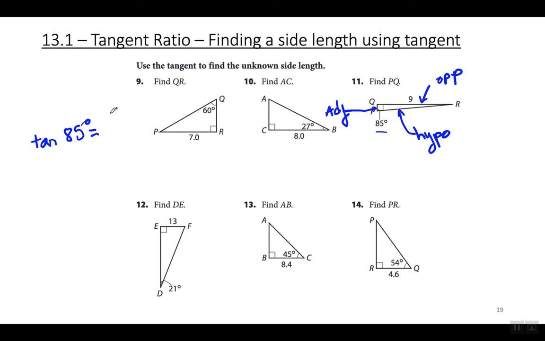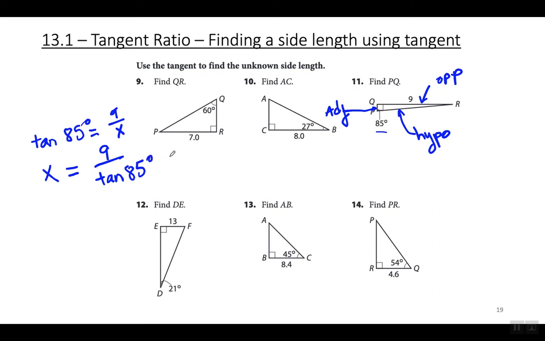The opposite side is 9. The adjacent side is the unknown. So I'm going to put the variable x. Remember I said when the x is on the bottom, these two switch places. So let's save time. X equals 9 divided by tangent of 85 degrees.